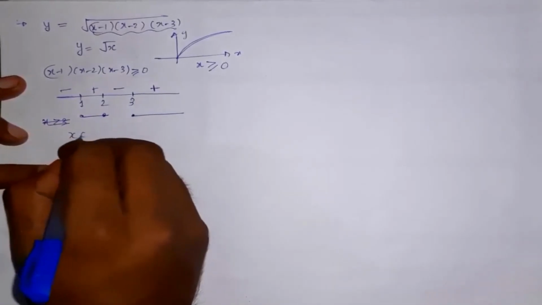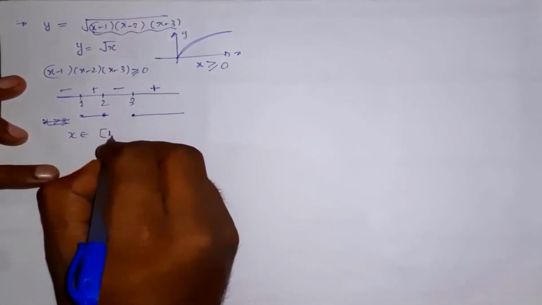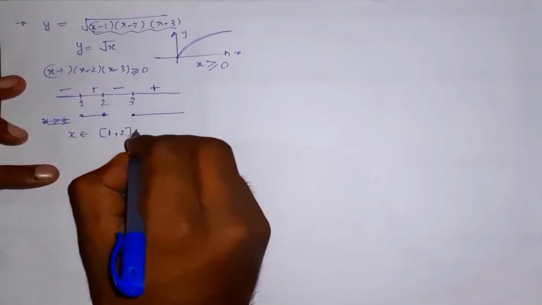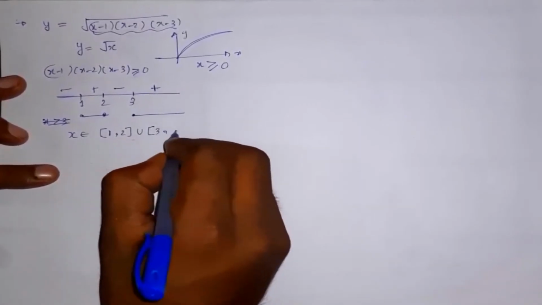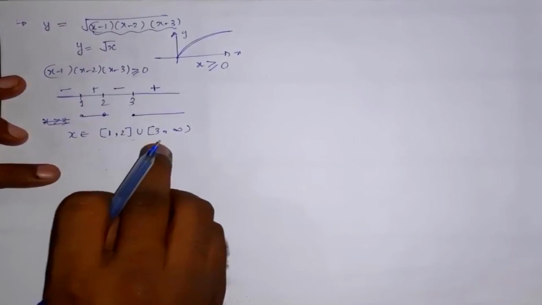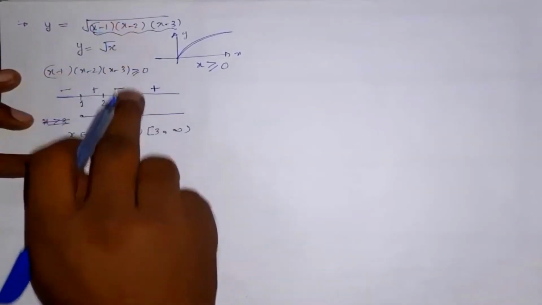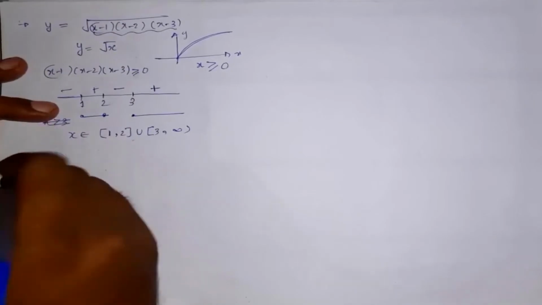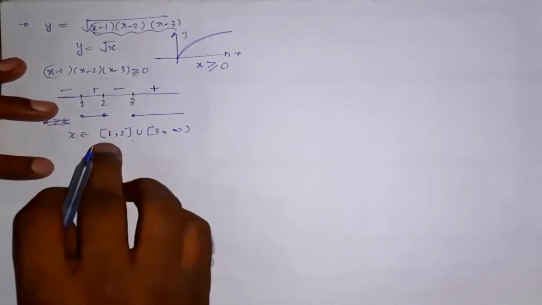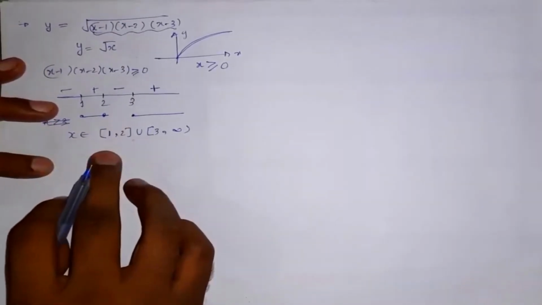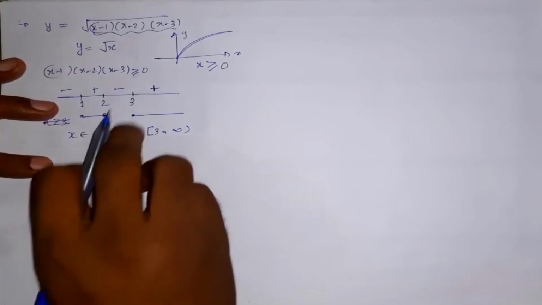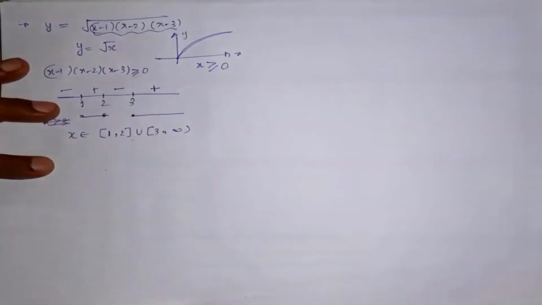Values of x will be in the closed bracket 1 to 2 union the bracket 3 to infinity. Okay, so this is the domain of this function. Similarly, we can find the domain of any kind of function. So we need to know the basic functions inside any complicated function, then only can we find the domain and range of the function.